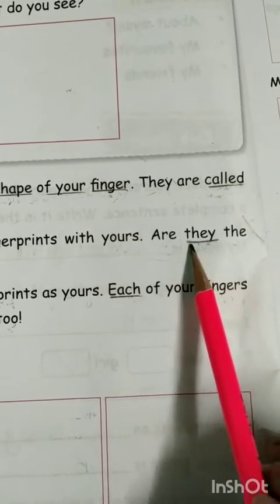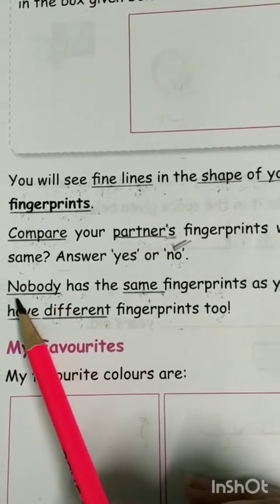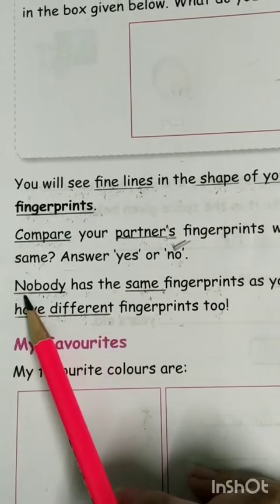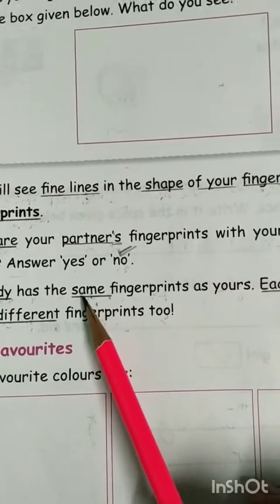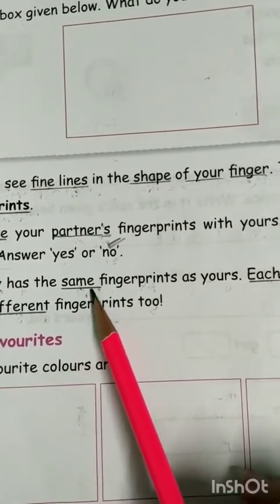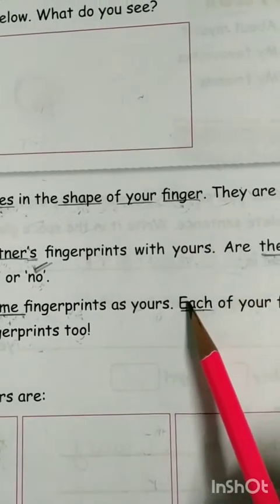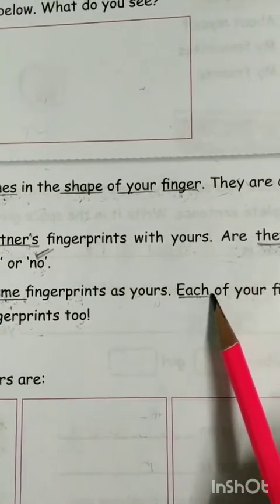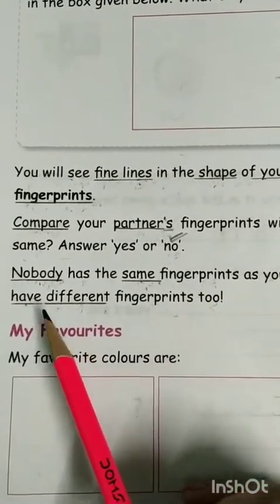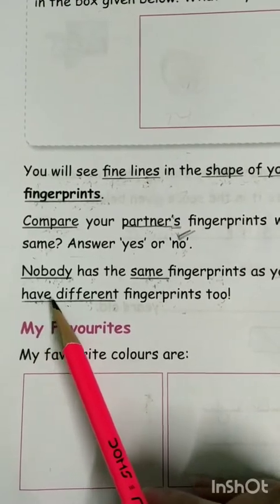Next, T-H-E-Y, they. N-O-B-O-D-Y, nobody. S-A-M-E, same. E-A-C-H, each. H-A-V-E, have.